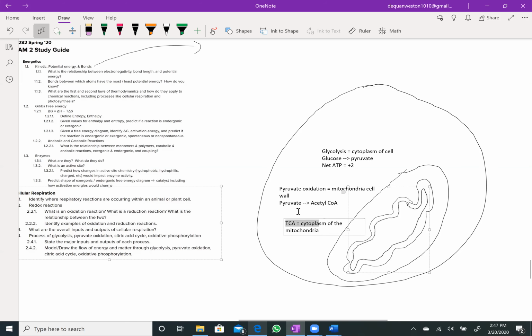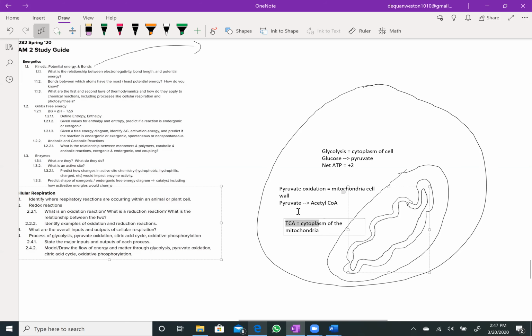Could you use Dr. Bang's slides? I think those were easier too. Yeah, for cellular respiration. I'll try to bring up one of his slides. Let me see how quickly I can get to it.